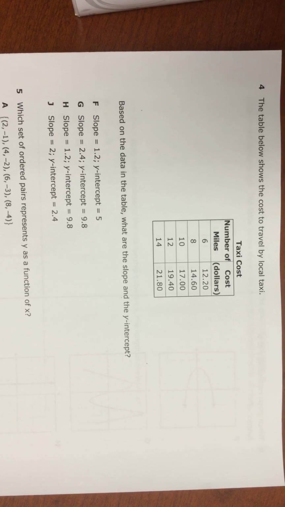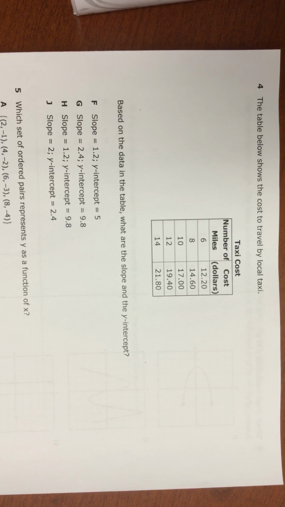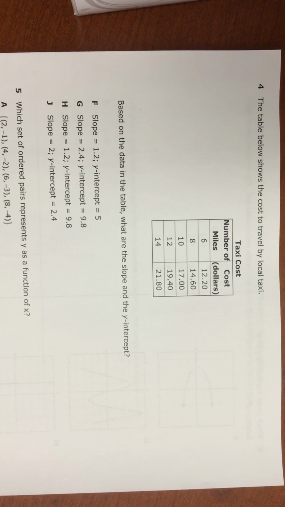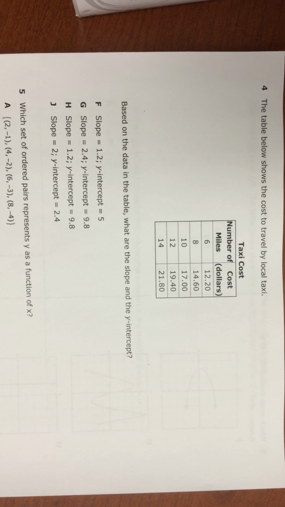Four. The table below shows the cost traveled by a local taxi. Based on the data in the table, what are the slope and y-intercept? F. Slope equals 1.2, y-intercept equals 5. G. Slope equals 2.4, y-intercept equals 9.8. H. Slope equals 1.2, y-intercept is 9.8. J. Slope equals 2, y-intercept is 2.4.